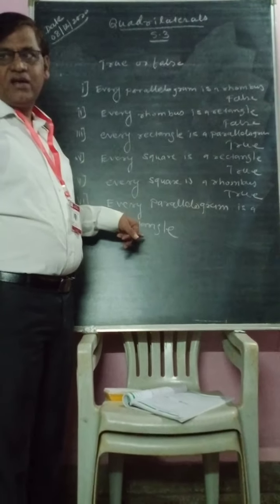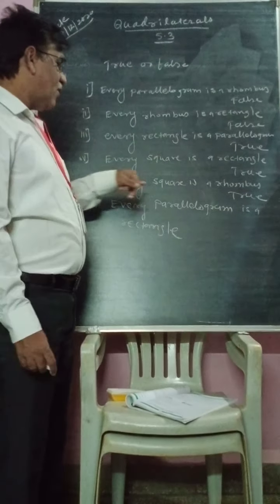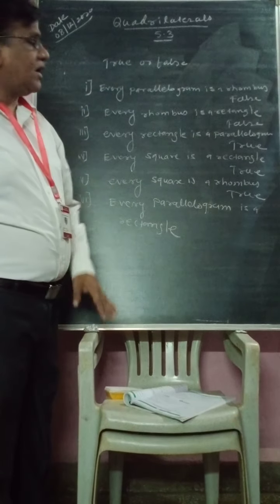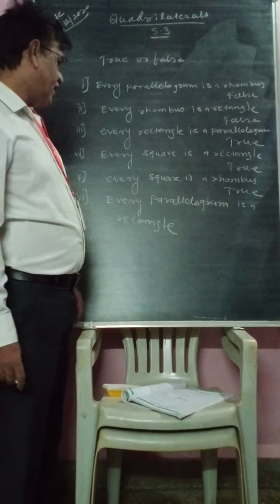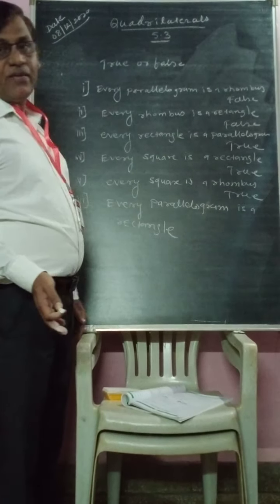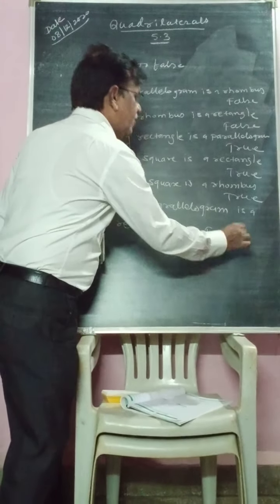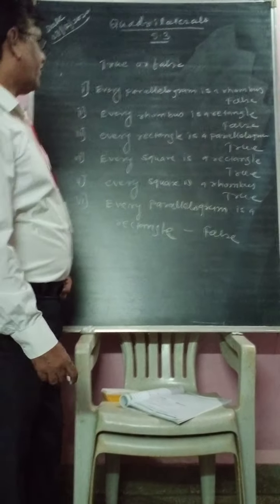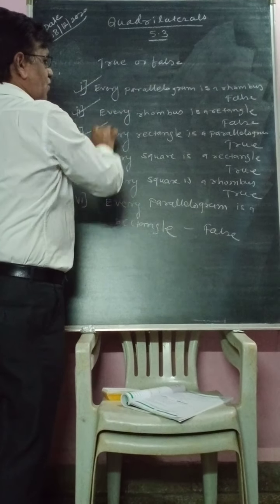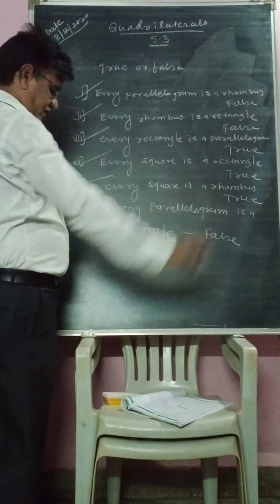Is it possible? No, because in a rectangle all the angles are 90, but in a parallelogram it is not that all the angles are congruent or all the angles are 90. So every parallelogram is not a rectangle, but every rectangle is a parallelogram. Okay, so it is false. In this way you can say true or false. First is false, second is false, third is true, fourth is true, fifth is true, and sixth is false.